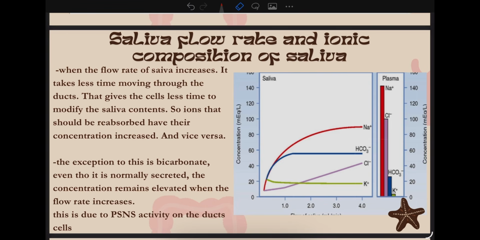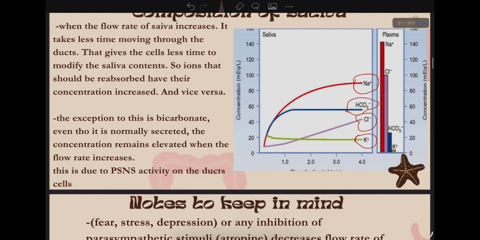So how does our body accommodate the high flow rate? It tells the parasympathetic nervous system to start stimulating bicarbonate secretion specifically. So it adapts. So just to remember, all of the three make sense. You can interpret it, inshallah. Bicarbonate, just remember that it's the exception. So it increases. We can't afford saliva without bicarbonate.